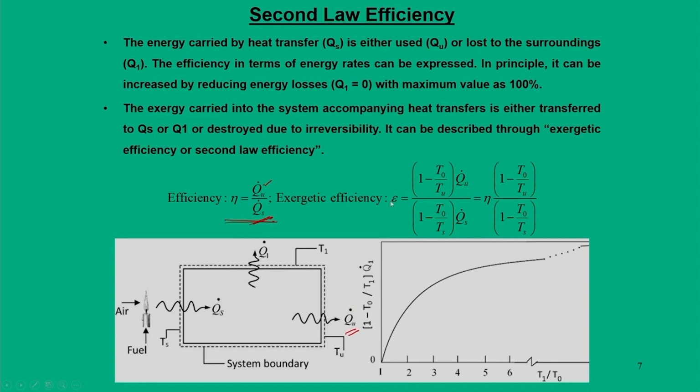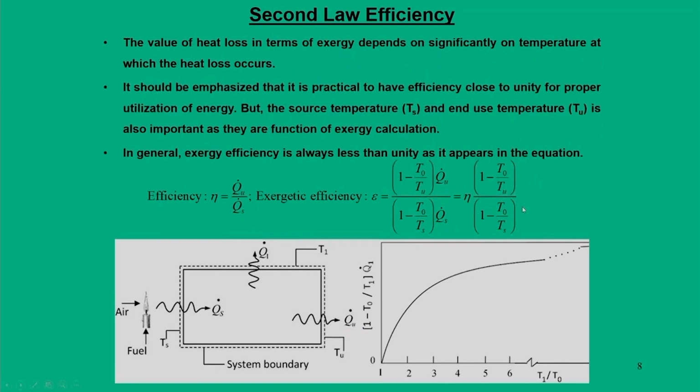So, if you simplify these expressions, we will find this Qu by Qs is efficiency. So, exergetic efficiency epsilon is a function of efficiency and the temperature of surroundings, the surface temperature at which heat is being rejected or utilized, and the surface temperature at which heat is entering into the system.